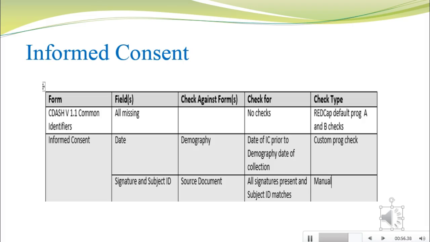However, I also wanted to check and make sure the signature and subject ID were present. To do that, I had to check against the source document, and when I checked that source document, again, I looked to see if the signature was there and the ID matched. I couldn't do this programmatically because that data on the source document is not checked in the database. So I had to perform a manual check, and this is part of what you'll do in your Module 7 assignment.